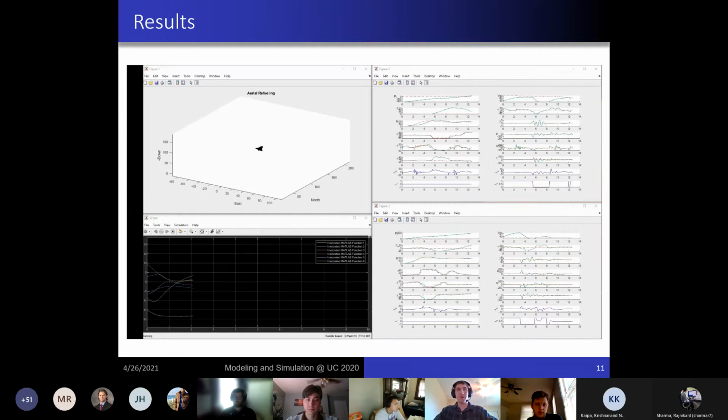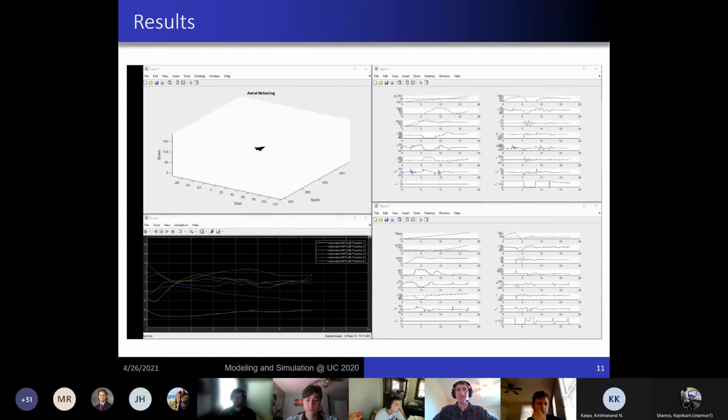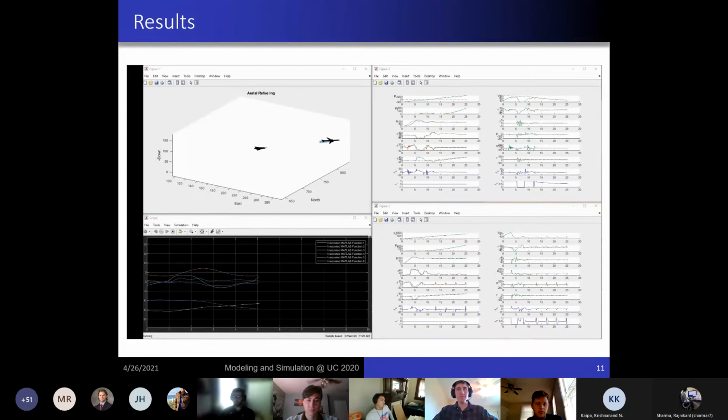The top left is the actual visualization. Top right is the states of the receiving aircraft. Bottom right is the states of the tanker aircraft. And then bottom left are the relative states of the drogue chute. And you'll see as it starts to approach the tanker, the commanded velocity of the receiver will start to slow down and it will eventually match the tanker.